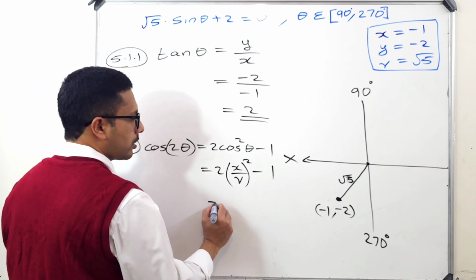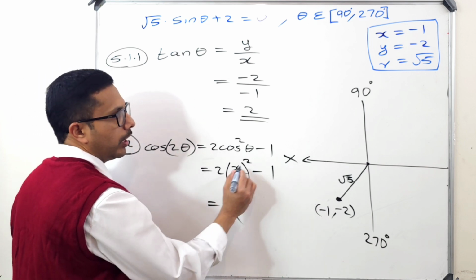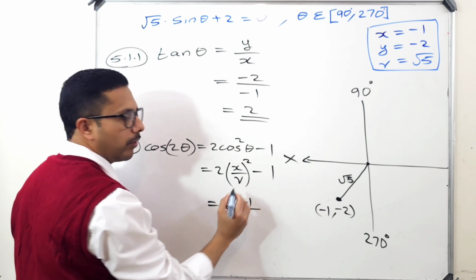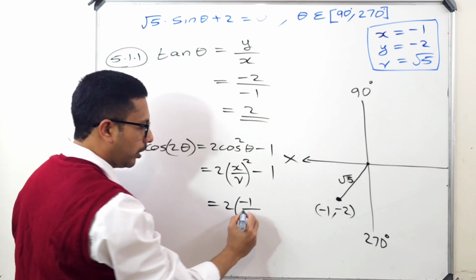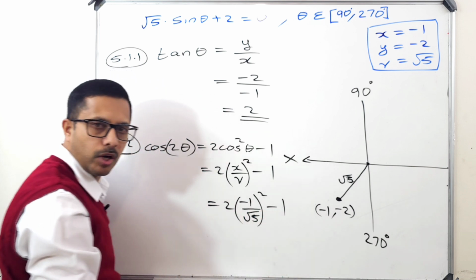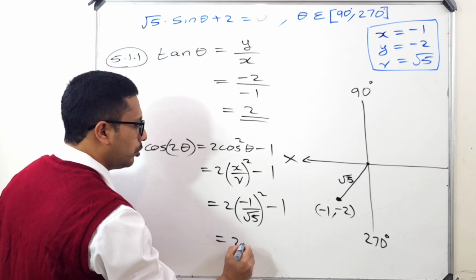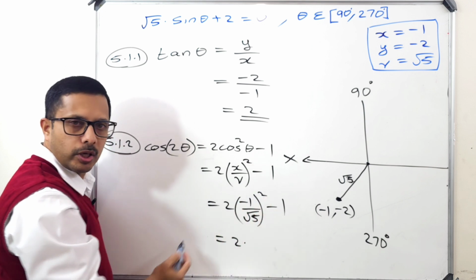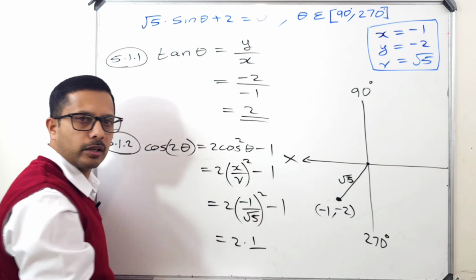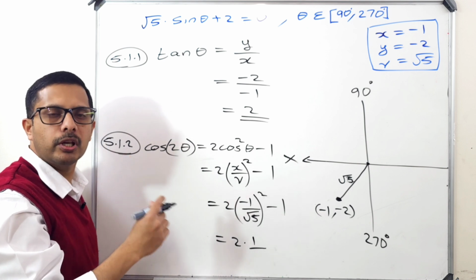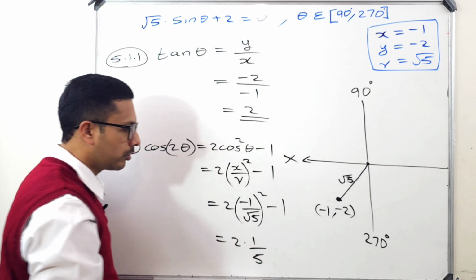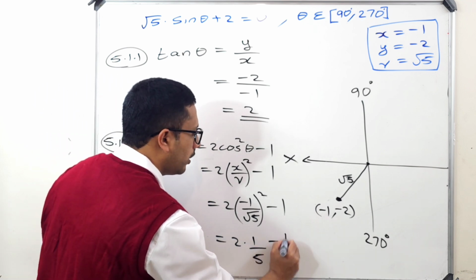So now we can just substitute the values. What is the value of x? Minus 1. So it is minus 1 divided by, what is r? Square root of 5, all squared, minus 1. So now look at this one. 2 into what is minus 1 square? Positive 1. So it is divided by square root of 5 square. When you square a square root, you can remove that square root. Am I right? So it is 5. Then minus 1.